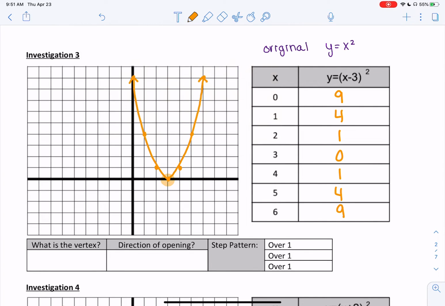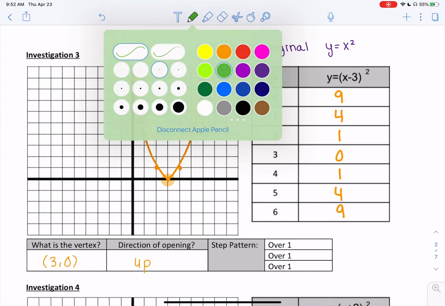And my vertex is at (3, 0). So this is the first time we've actually seen our vertex change, so that's something to keep in mind. Again, our direction of opening is still up. We haven't changed that. And now we're going to look at our step pattern.